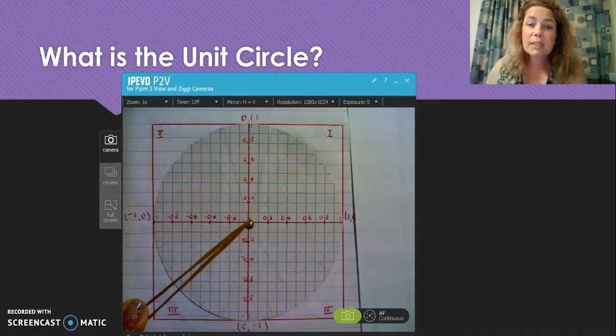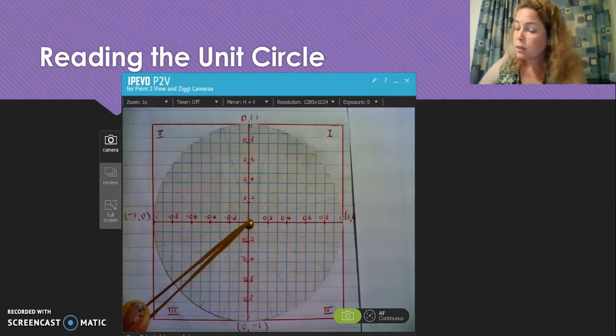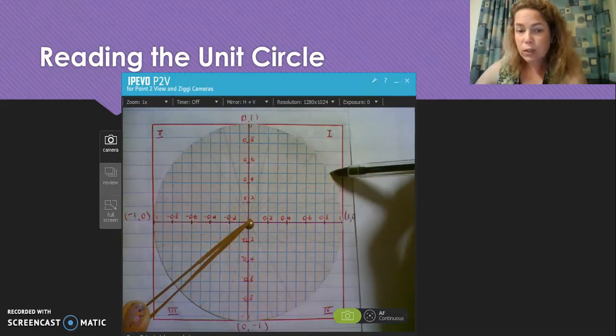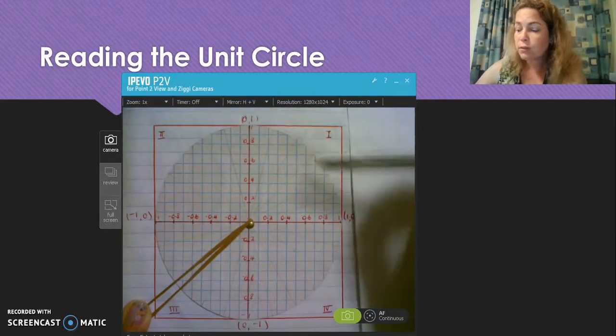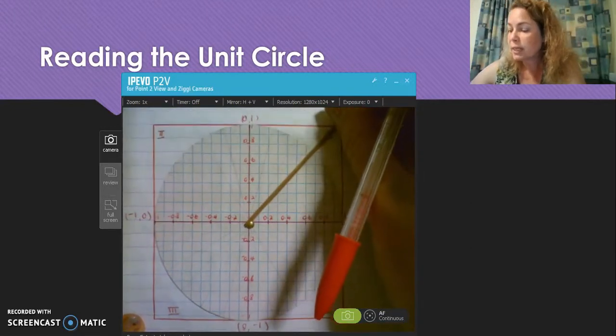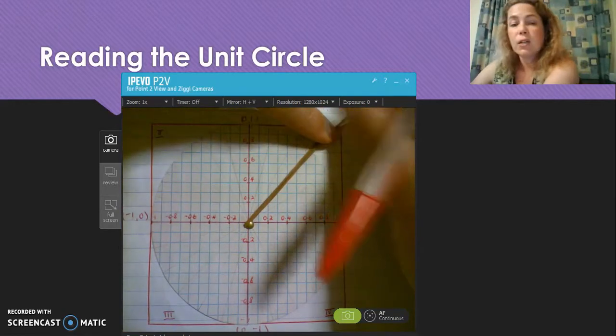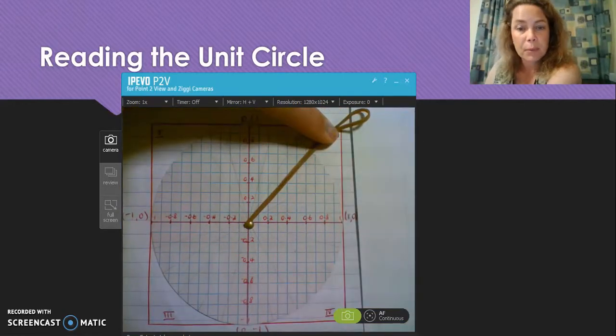Our next step is how we actually read the unit circle. Okay, here we go, and we can now look at reading our unit circle. Say we want to define the angle of 45 degrees. So here we're at 15, 30 and 45. In this case, I'm going to take my elastic band up to there, and in your case, you would take your paper clip.